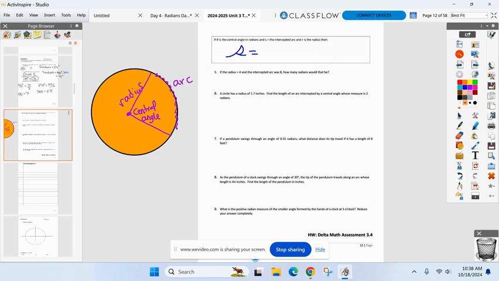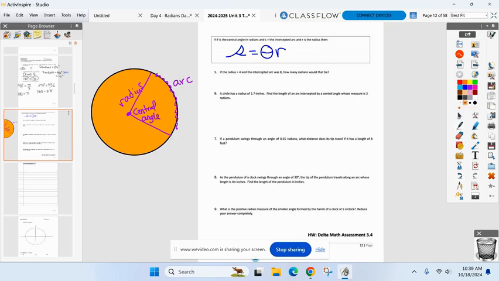S equals, ready? New Greek symbol coming up. Anybody know that one? Theta. That's theta. The Greek symbol theta times R. Everyone see the SOAR now? All right. S equals theta R.